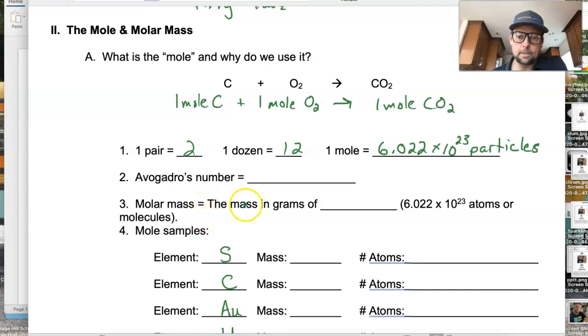So Avogadro's number, also written up here. I'm not going to rewrite it there. 6.02 times 10 to the 23rd particles for every 1 mole.